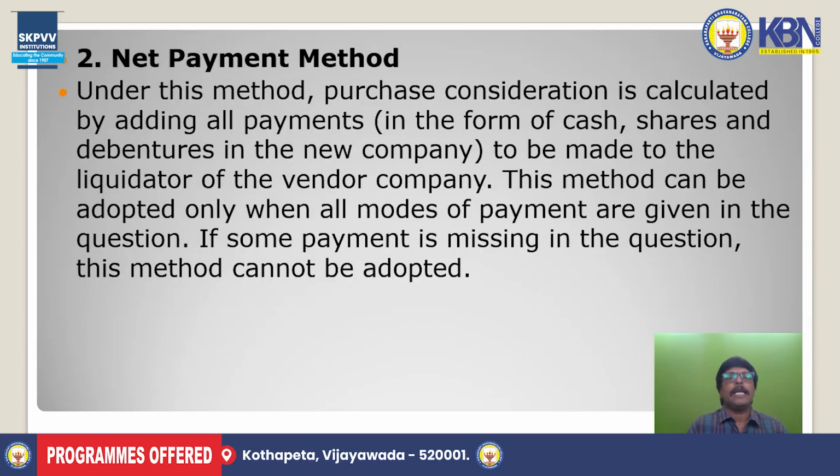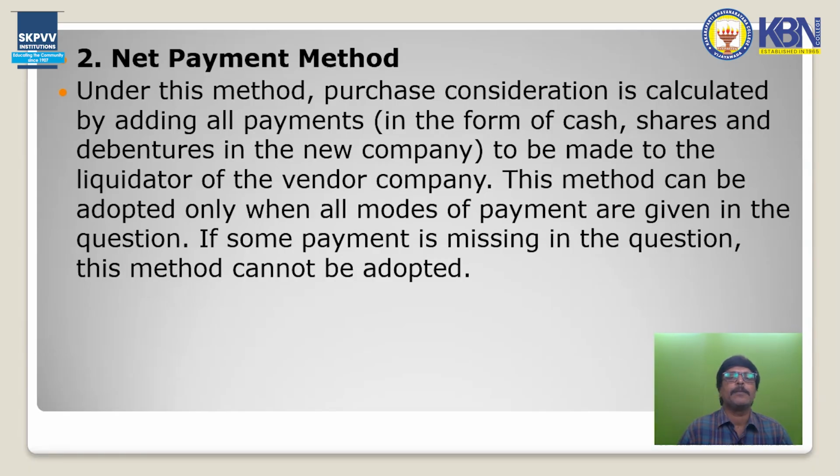Second one, net payment method. Under this net payment method, purchase consideration is calculated by adding all payments in the form of cash, shares and debentures in the new company, to be made to the liquidator of the vendor company. In the lump sum method, the amount of purchase consideration itself is given in the problem, but in the net payment method, the modes of payment will be given. That means how much cash is going to be paid, how many shares are issued by the purchasing company to the seller, and how many debentures are issued in the new company to the selling company.